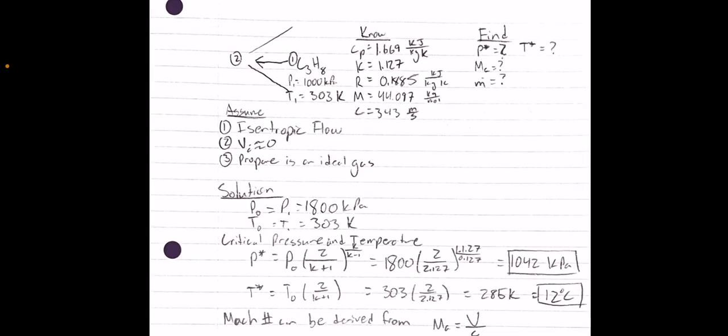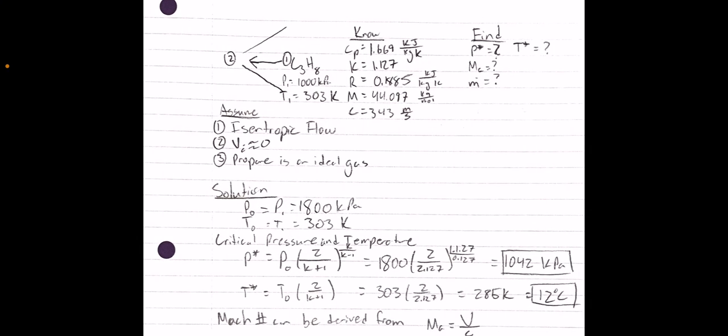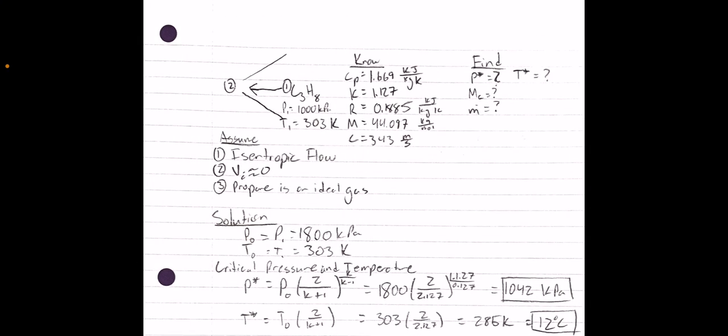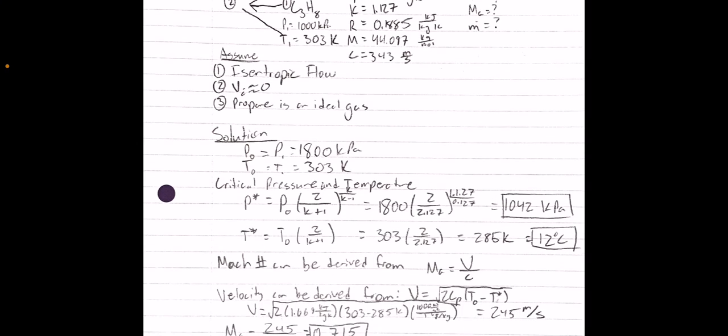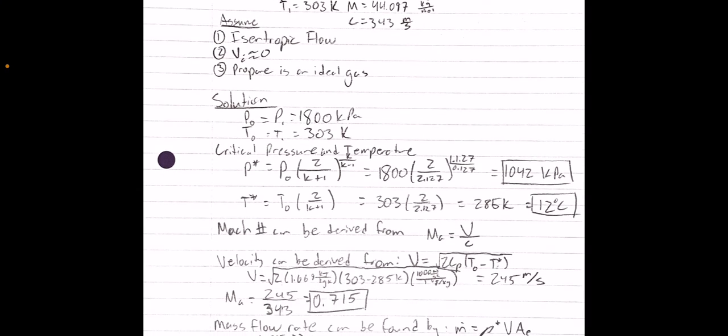This next problem is going to be compressible flow. And I have propane going through a nozzle. You can look up those known values for propane in table 812, and you assume this flow is isentropic, has a negligible velocity going into the nozzle, and you assume propane gas is ideal. And since it's isentropic, you know P naught is equal to P1, and T naught is equal to T1. And then we can use those values to solve for the critical pressure and temperatures.